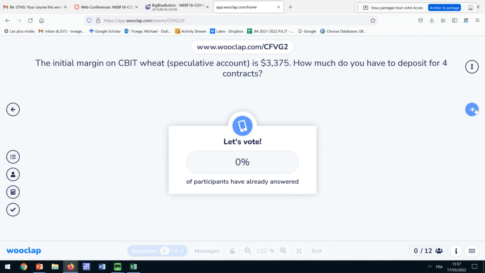Okay. So if we want to deal in wheat, the initial margin on the CBOT, Chicago Board of Trade, is $3,375. It's a simple question. So now remember, as the industrial bakery, I've bought 4 contracts. How much do I have to deposit in my margin account? You probably need a calculator for that, but it's not a complicated question.